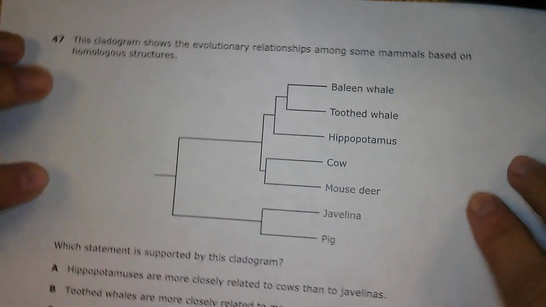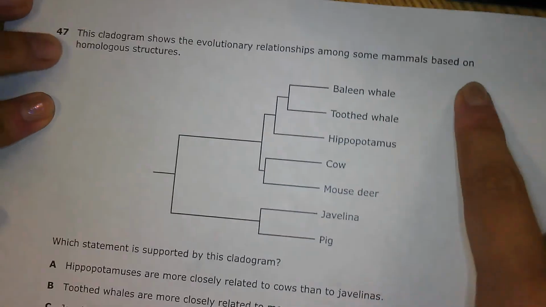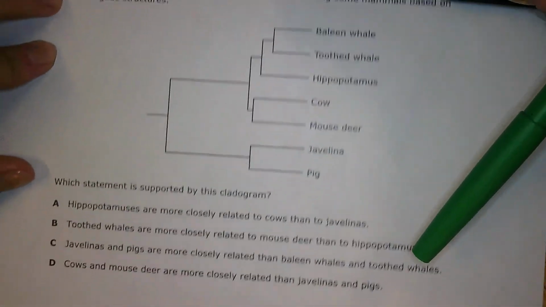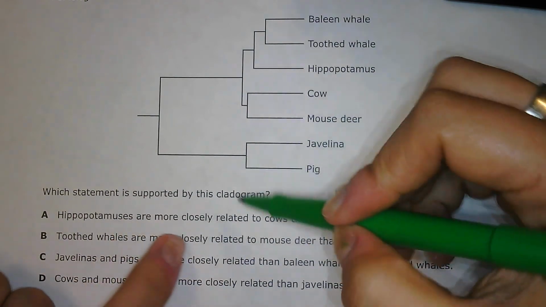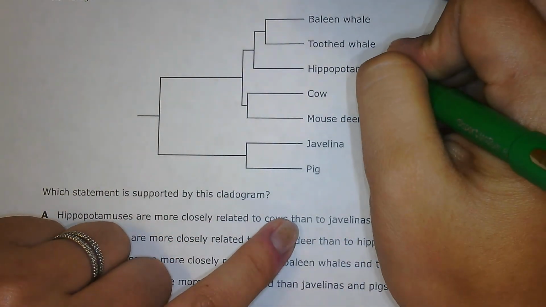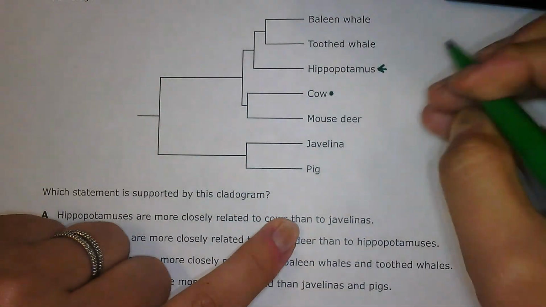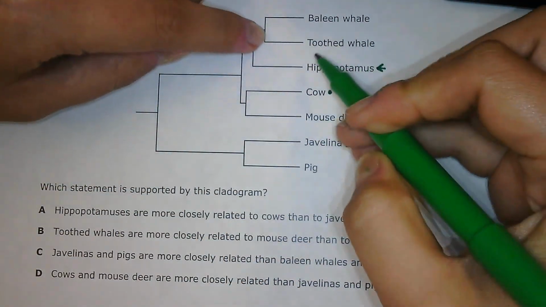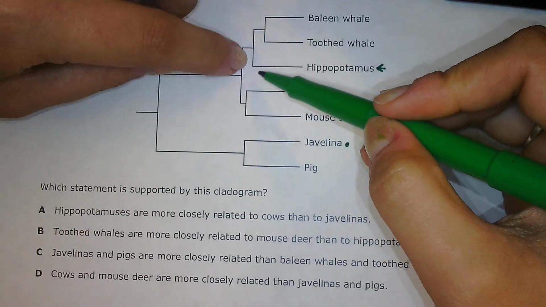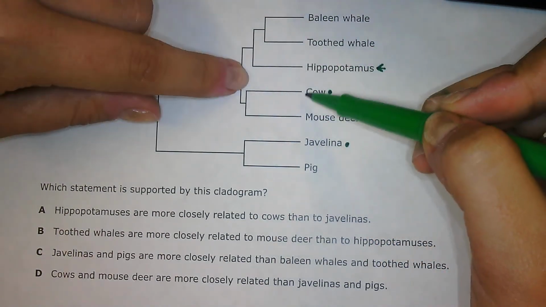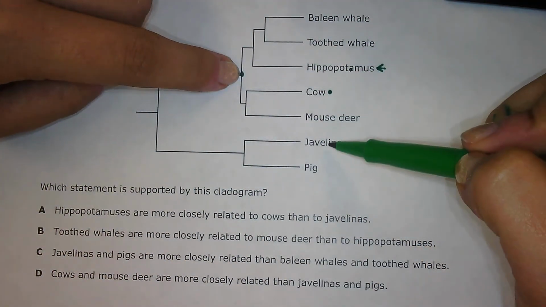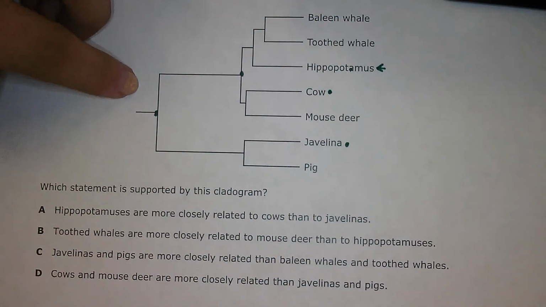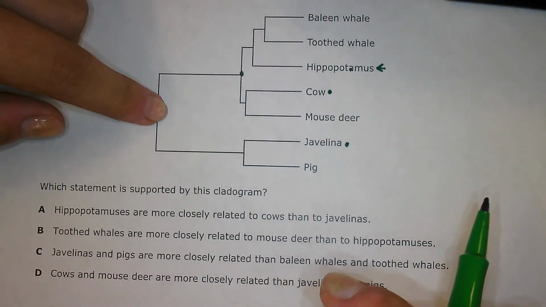Alrighty, almost done. Almost done, guys. 3 more questions. This cladogram shows the evolutionary relationships among some mammals based on homologous structures. Which statement is supported by this cladogram? A. Hippopotamuses are more closely related to cows than to javelinas. So hippopotamuses share a little taxa section, so very close to cows here. They have this ancestor in common. Hippopotamuses and javelina have this ancestor in common. So this is a further away ancestor, meaning they are less related.